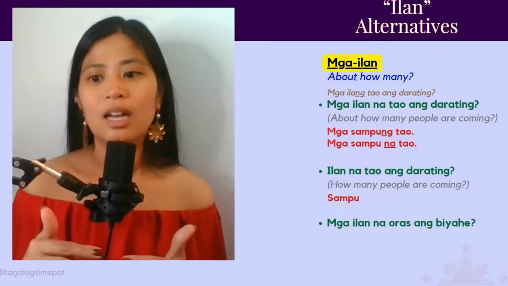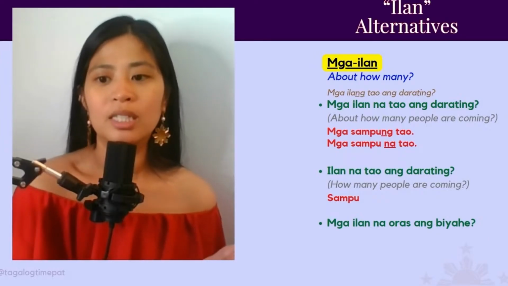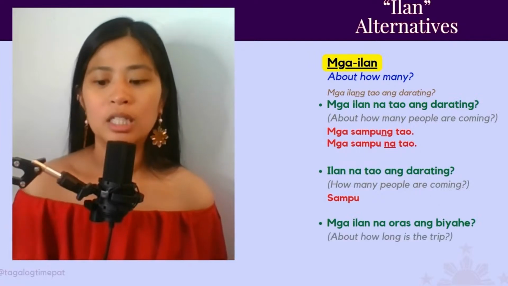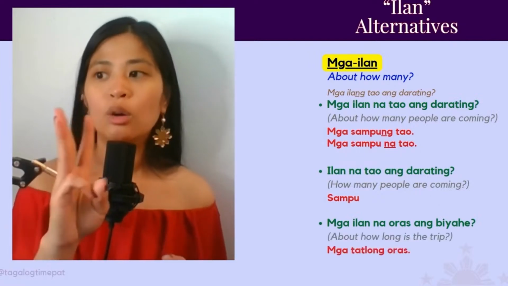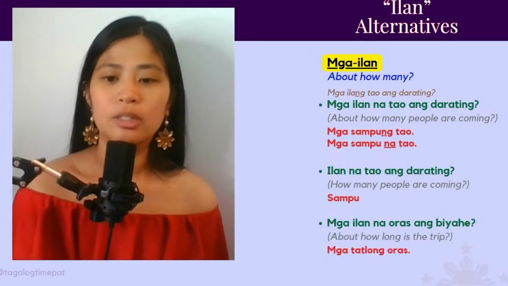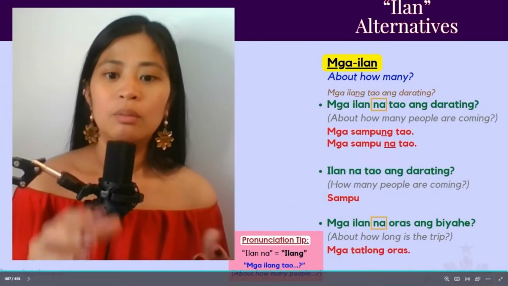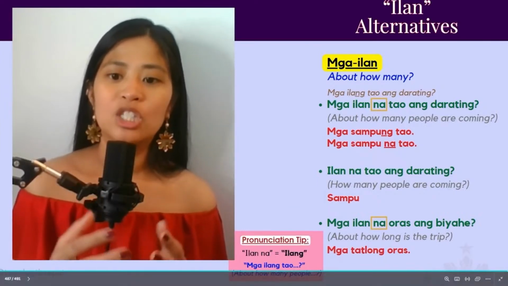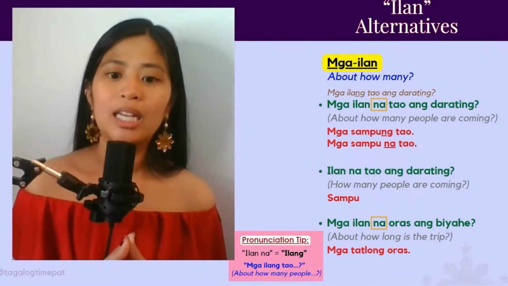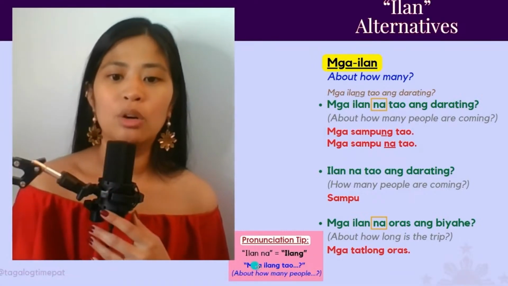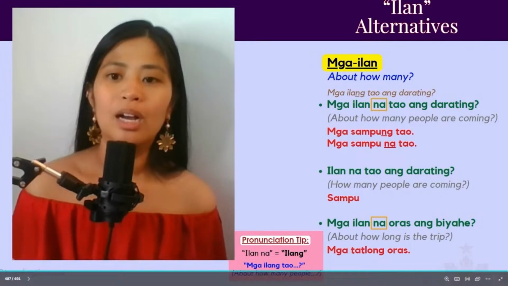And then just another example of mga ilan na oras ang biyahe. Mga ilang oras ang biyahe. About how long is the trip? Mga 3 oras. It's about 3 hours. So there is the na again, and then you can put it together so that it's just ilang. So mga ilang oras ang biyahe or mga ilang tao ang darating.